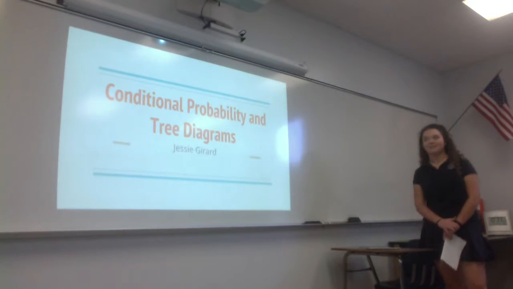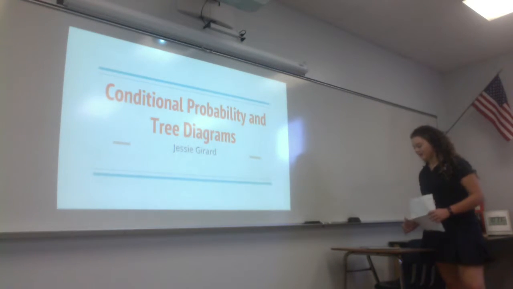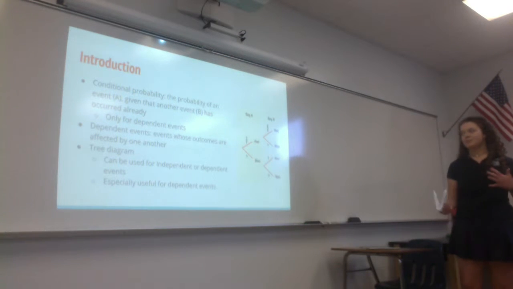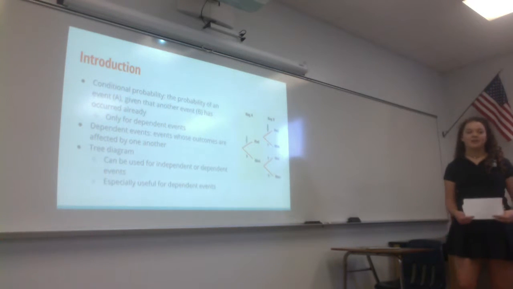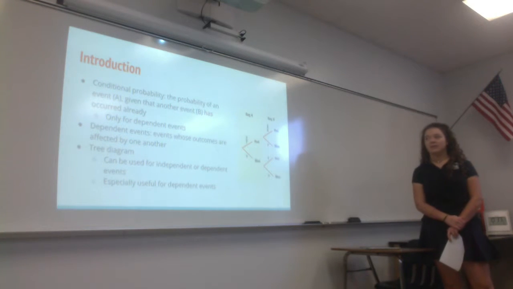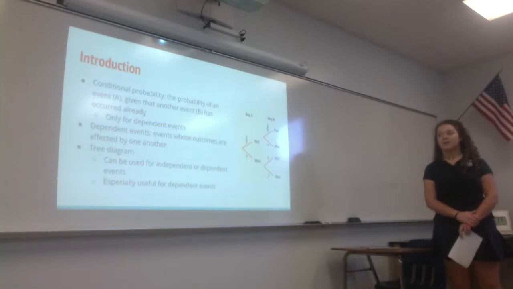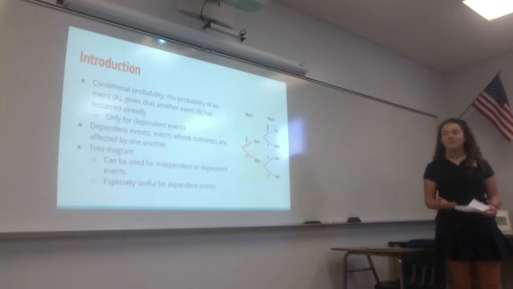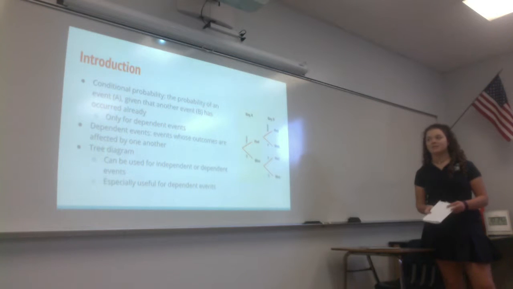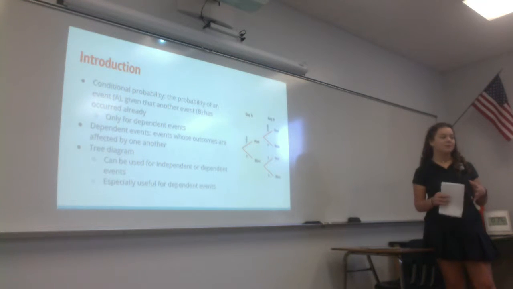So today we'll be reviewing conditional probability in tree diagrams. So the most important thing you need to know, of course, is the vocabulary. What is conditional probability? Conditional probability is the probability of an event A given that another event B has occurred already. And this is only for dependent events. So what are dependent events? Dependent events are events whose outcomes have affected or are affected by one another.